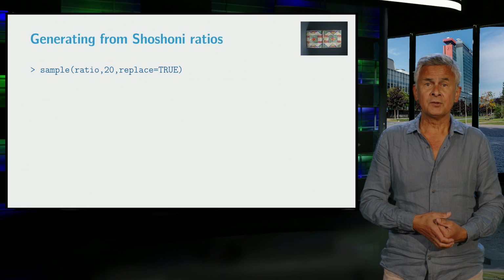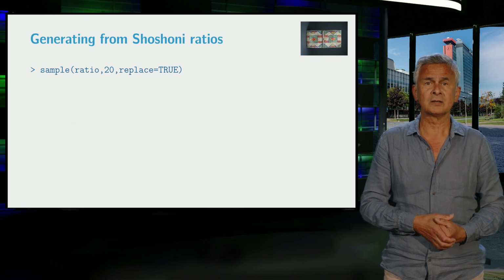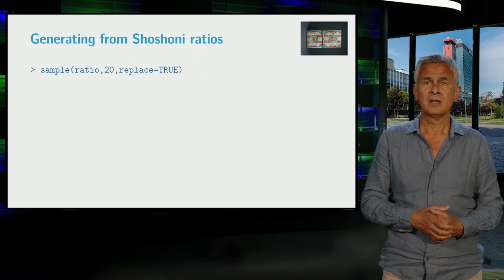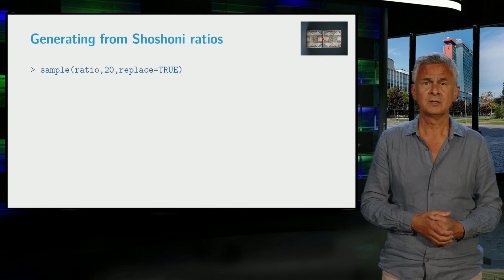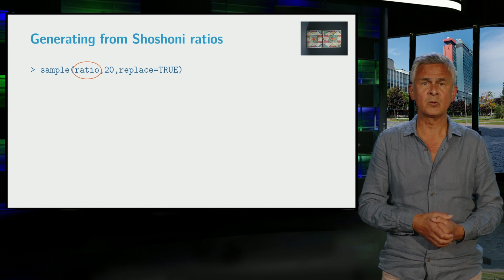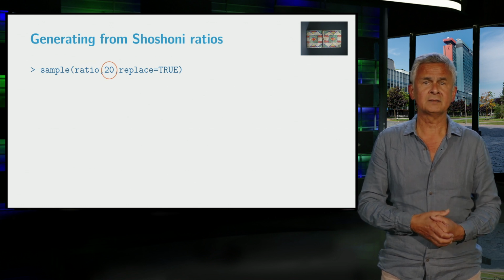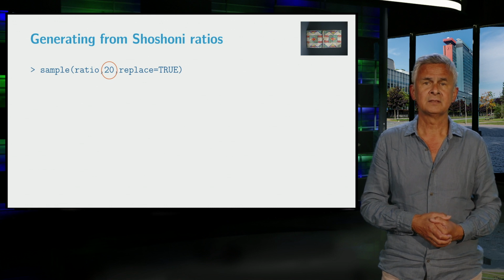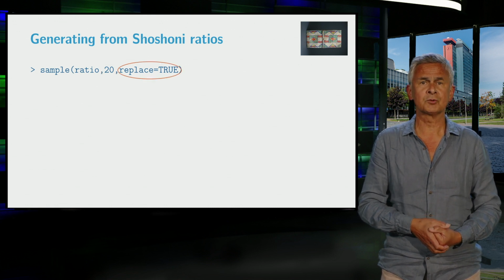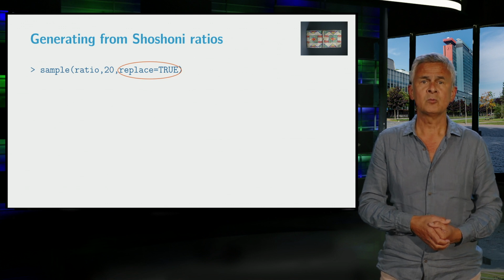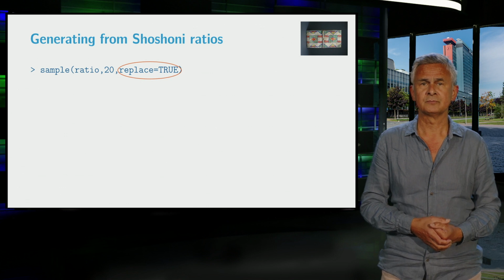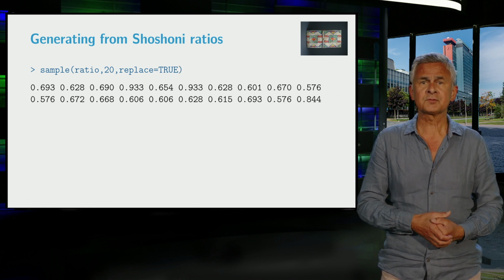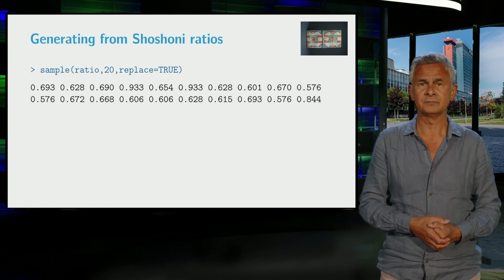Well, we can do this by means of the R function sample. If we want to generate a new data set of size 20 from the empirical distribution function of the Shoshone ratios, we should specify the data set from which we should draw, specify the sample size of the new data set, and set the option replace equal to true, because each time we should draw an element from the same data set of Shoshone ratios. Now running this command gives the following new data set of size 20.